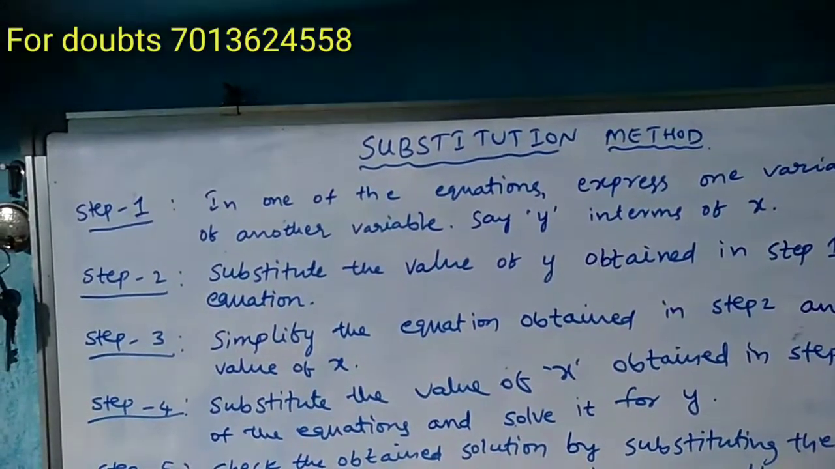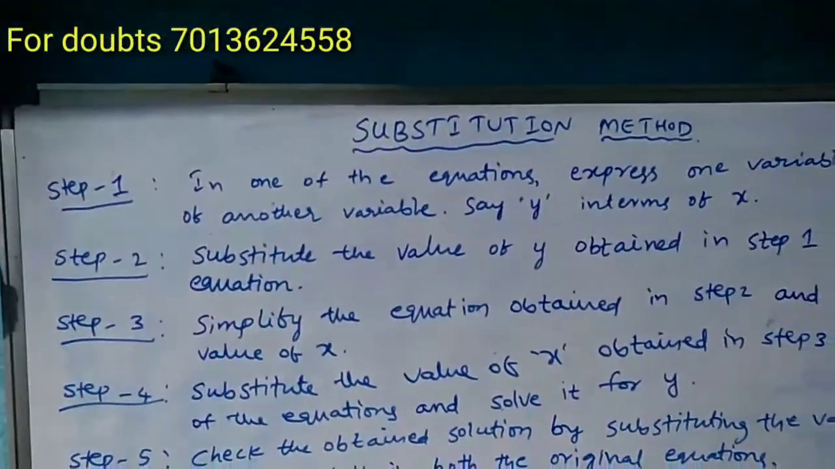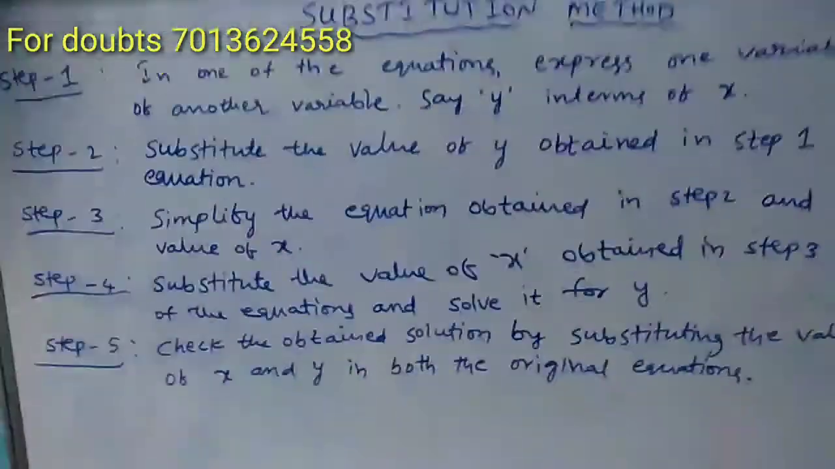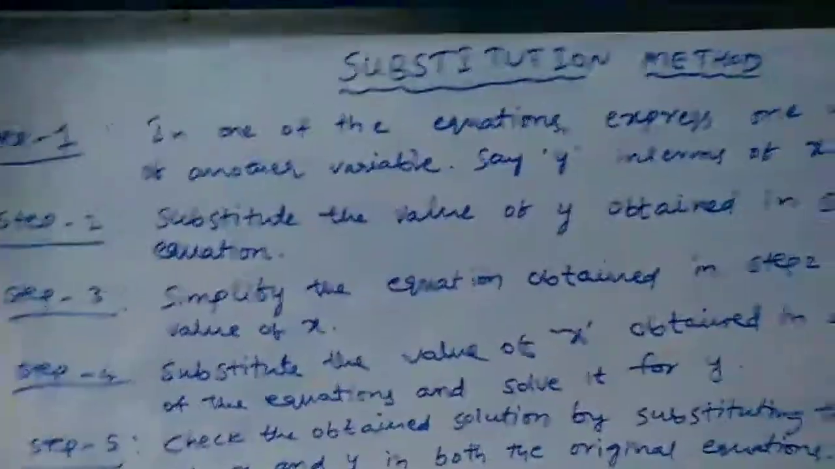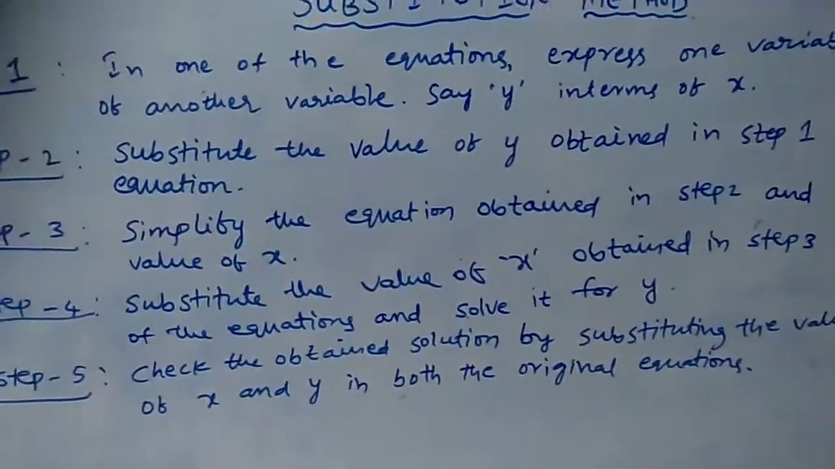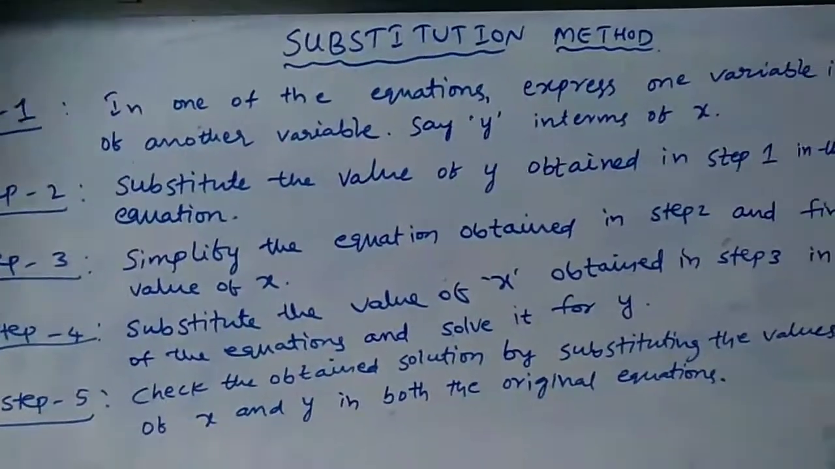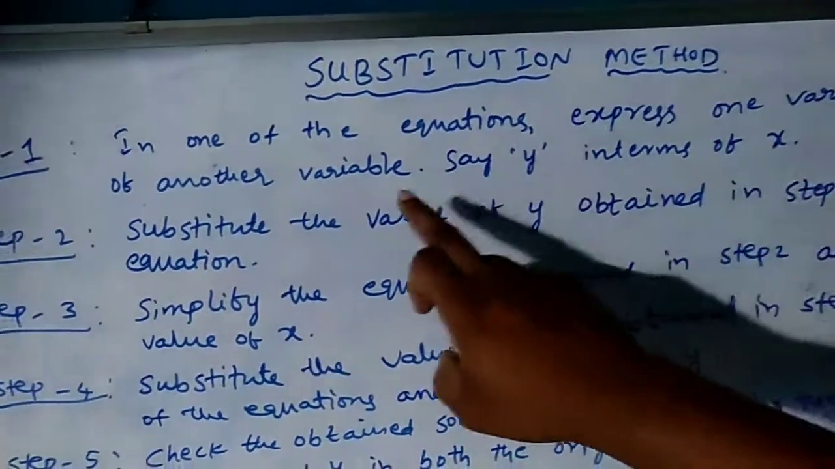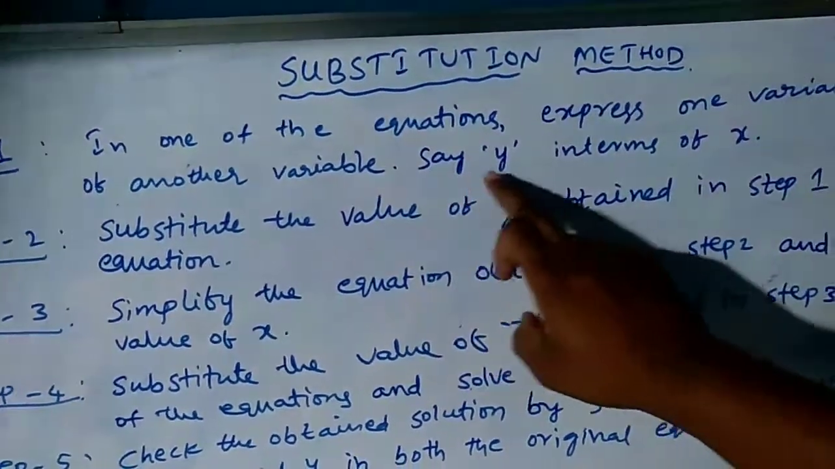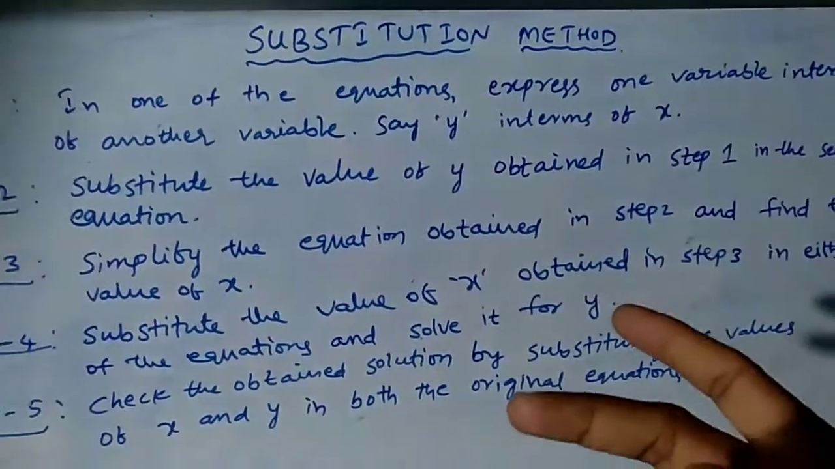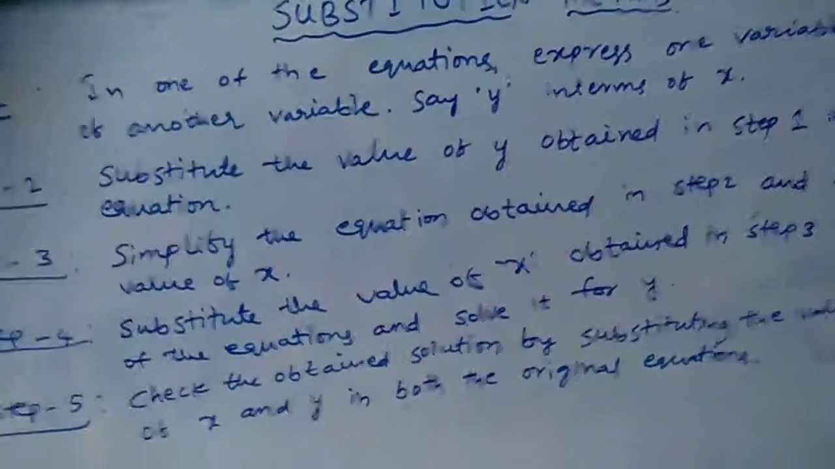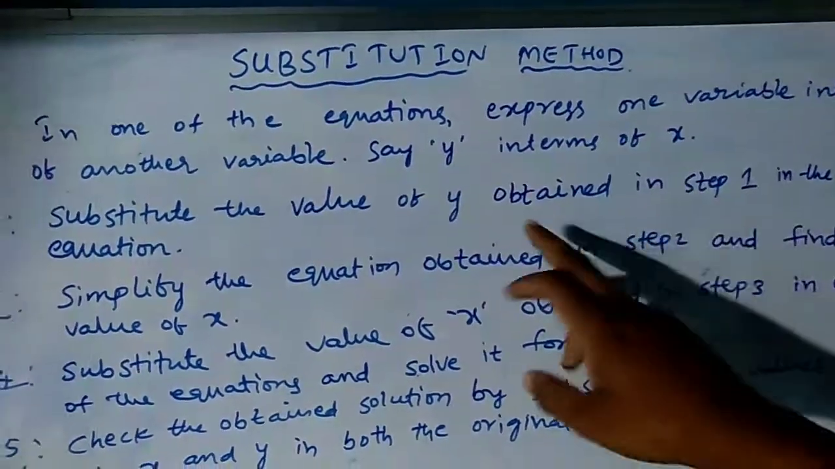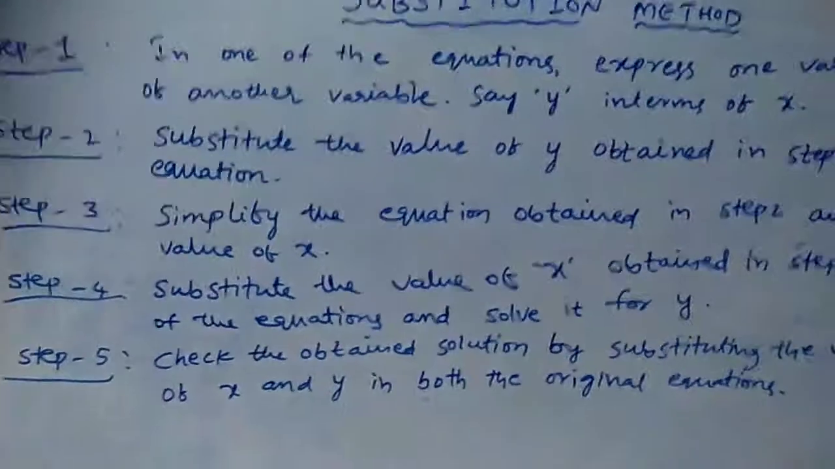Then in one of the equations, means in the two equations, from that take one equation and express one variable in terms of another variable. So generally we are taking x and y as two variables. So express one variable in terms of another variable. That means say y in terms of x or x in terms of y. That is your wish. Maximum we are expressing y in terms of x.